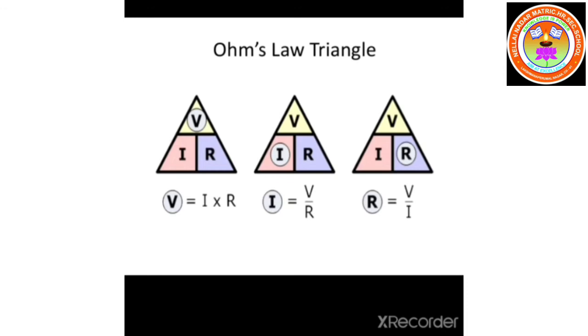Ohm's law: at a constant temperature, the steady current I flowing through a conductor is directly proportional to the potential difference V between the two ends of the conductor. So what I said is that potential difference is directly proportional to the current.